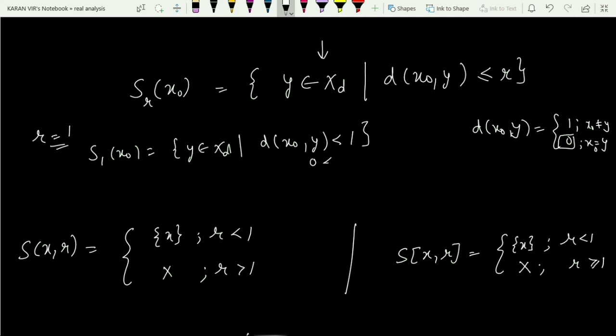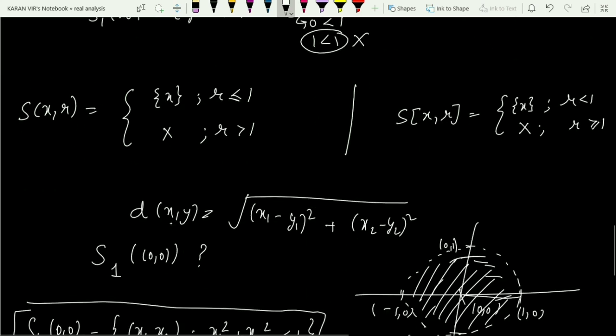So 0 only satisfies this, 1 does not satisfy this condition. So only 0 satisfies, it means when the distance between the 2 points is 0, only when the 2 points are equal, only the singleton will satisfy in this case. So the open sphere when r is equal to 1 will only be the singleton point. So that is the major difference between the open spheres and the closed sphere when r is equal to 1 in a discrete metric space. I hope this point is clear to you.